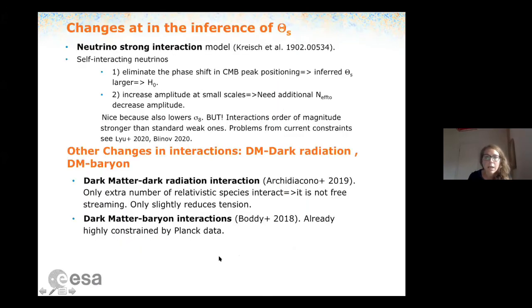And last but not least, people have also looked at interactions between different species in the early universe to try to solve this tension. I just want to mention the strong interactions between neutrinos. So these are self-interacting neutrinos, and as I was saying, this basically changes the inference of theta s from the CMB, because it eliminates the phase shift in the CMB peaks positioning due to the free streaming of neutrinos. The problem with this is that the interactions would be so large that they are probably ruled out by current laboratory constraints.